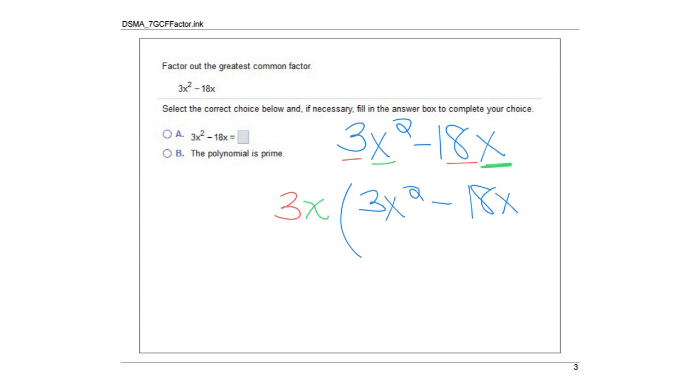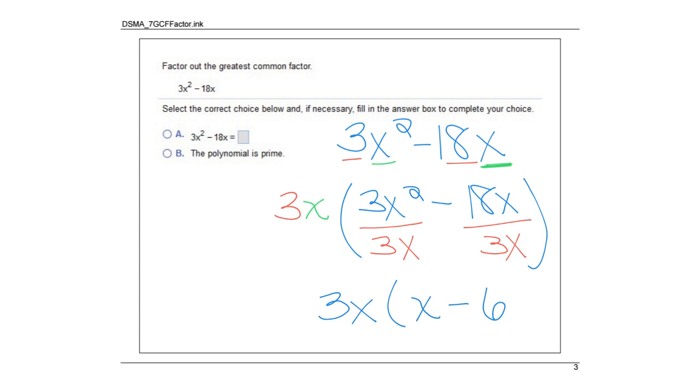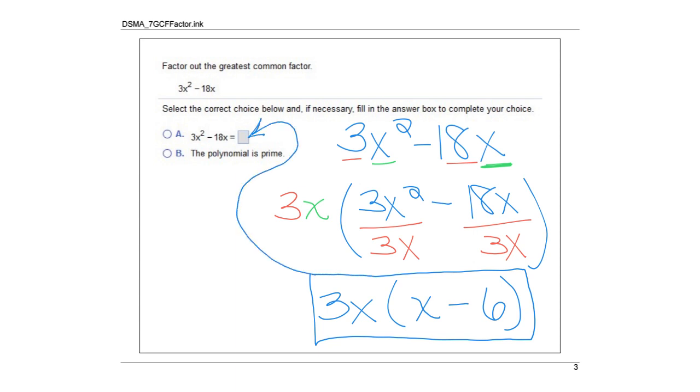Okay, so now what's going to happen? Now, a lot of you are probably doing this in your head. You don't have to write all this. I just want you to see what's going on. We're going to divide both of these by 3x. But when we put our answer in, we have to have the 3x out front, and then 3 over 3 is 1, x squared over x just gives me x, and then I have a subtraction. 18 over 3 is 6, x over x is 1. And so I have now factored out the greatest common factor. Pretty soon we'll be able to do some more factoring inside the parentheses, but let's come over here and check our work real quick.